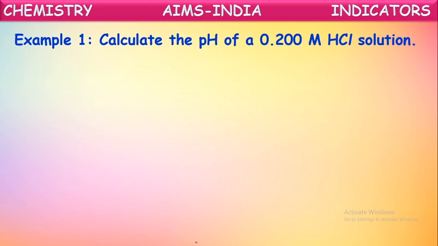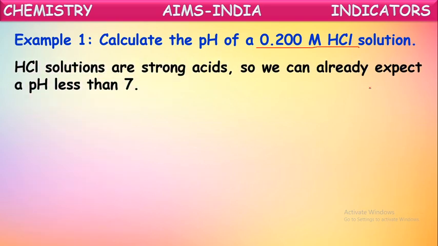For example, let us see a solved problem. Calculate the pH of 0.2 molar HCl. So here, what is the 0.2 molar representing? Hydrogen ion concentration in the hydrochloric acid solution. HCl solutions are strong acids, so we can already expect a pH less than 7. As it is an acid solution, we know acids have pH values ranging between 0 to 7. As hydrochloric acid is one of the acids, its value will be below 7.